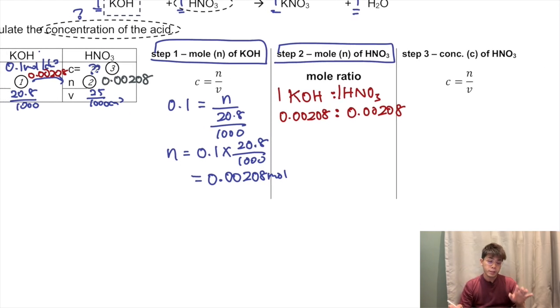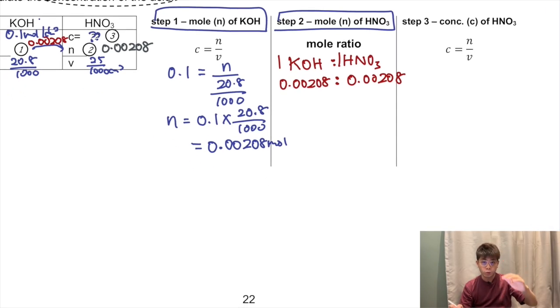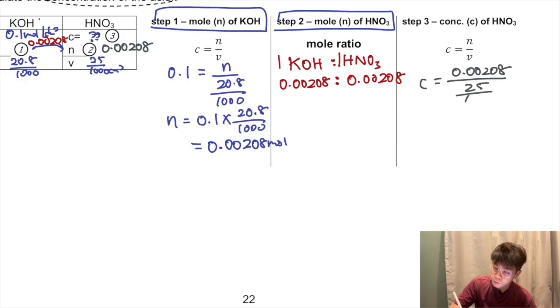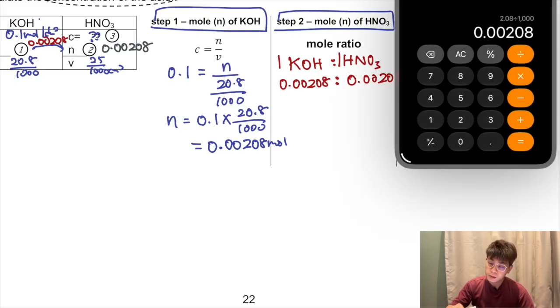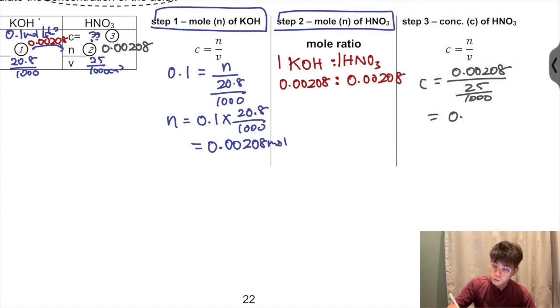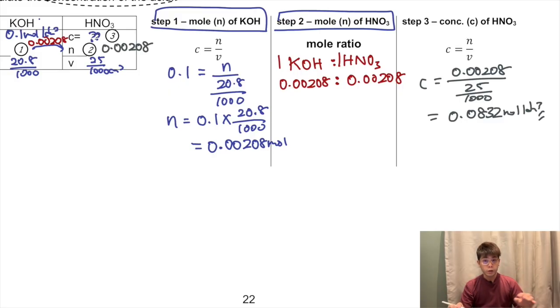Now I want to calculate C. I have N, and I have V. So C equals N over V. C is equal to N, which I know is 0.00208, and V is 25 over 1000. So I take 0.00208 divided by 25 over 1000, which is 0.0832 mole per dm cube. That is the example that we have over here.